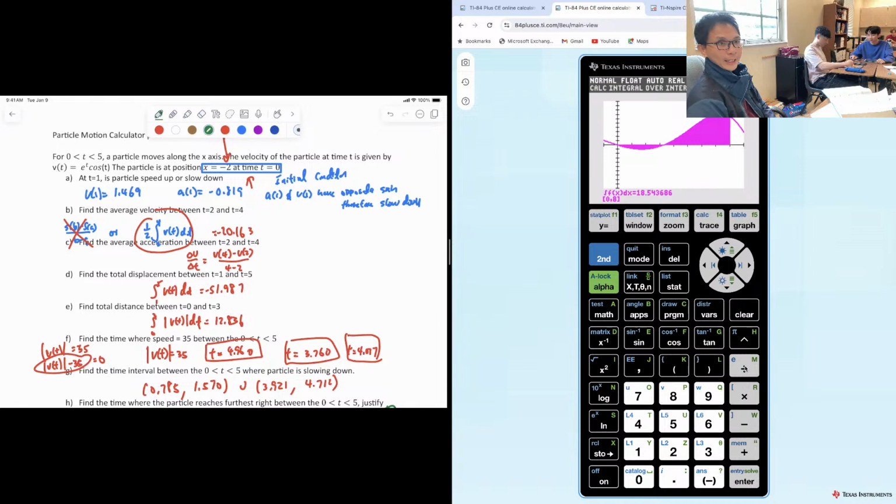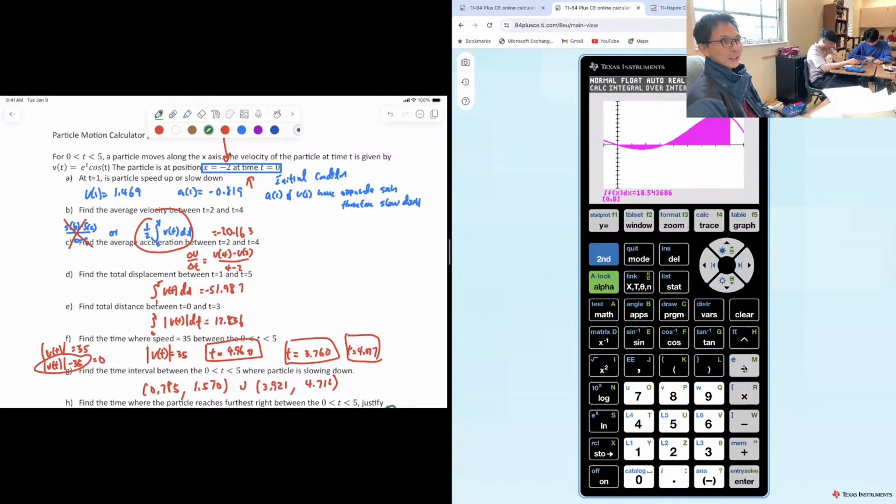Okay, so 3 decimal places. You should write down V of 1 is equal to 1.469, A of 1 is negative 0.819. And then initial condition A of 1, V of 1 have the opposite sign, therefore they are slowing down.